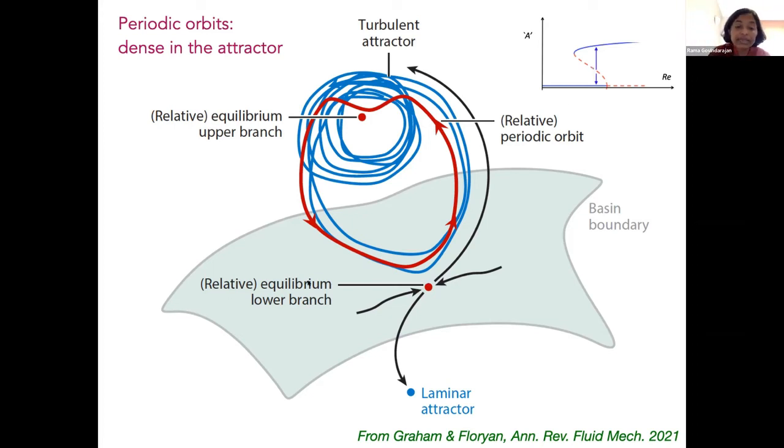And he calls it a relative equilibrium because in turbulence, they move with the mean flow every time. So if you have a periodic orbit, it will be periodic for an observer who's moving with that mean flow. And similarly, an equilibrium point is also moving with the mean flow. So that's basically what they call it.